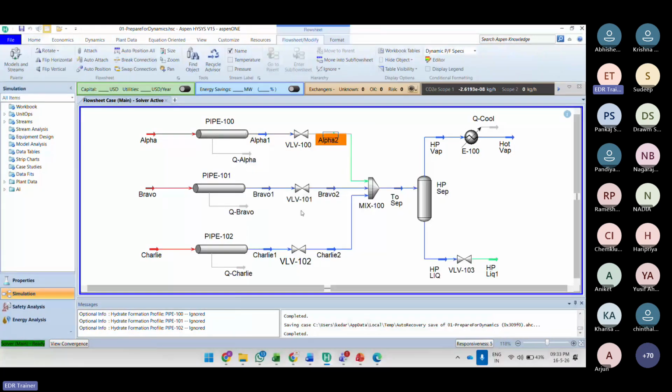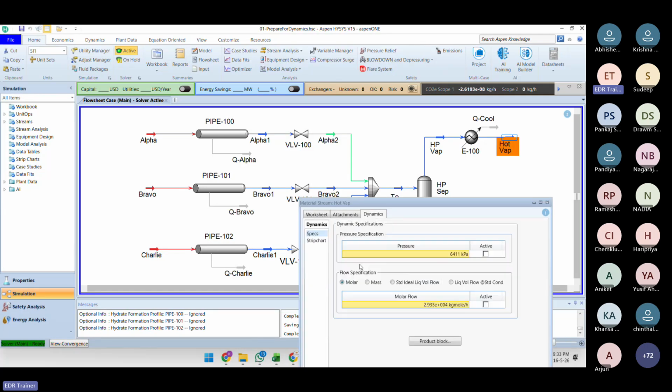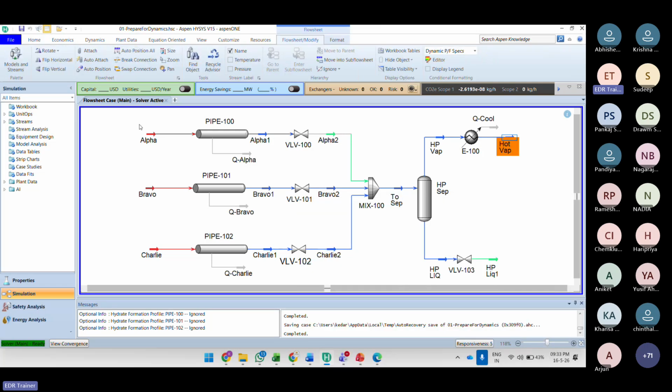Then a yellow stream is not there, but there is a yellow stream when you make a specification for the flow. If you go into this and make a flow specification, it will turn yellow. So yellow is basically for a dynamic flow specification. Red stream is where there is an error. That means you have specified both pressure and flow specification, and gray is basically for the energy streams. Okay, so this color scheme helps you while specifying all these.